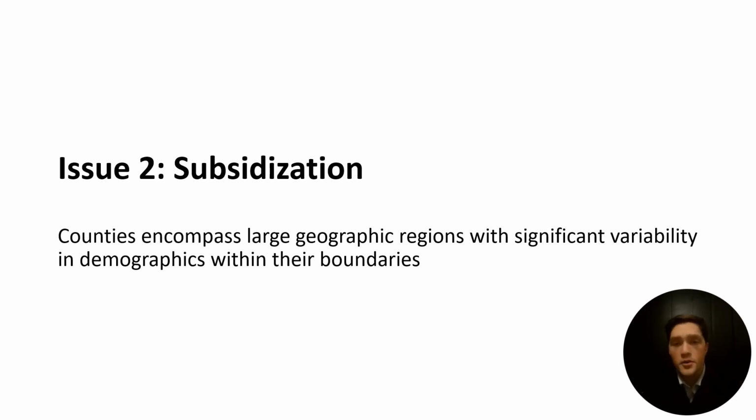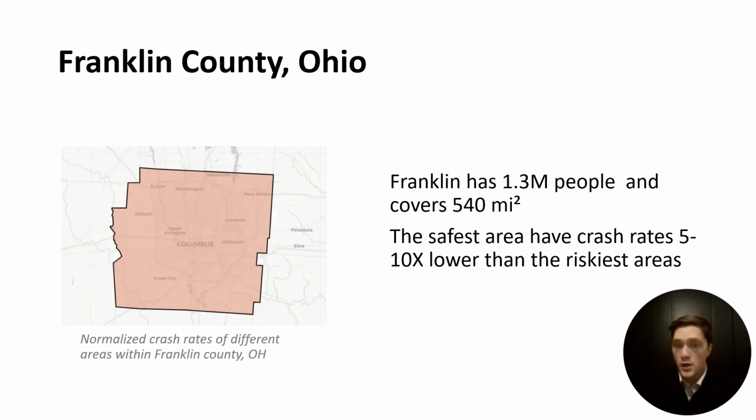Now let's move on to talk about issue two, subsidization, right? Counties encompass large geographic regions with significant variability in the demographic within those boundaries. So this is addressing the current county approach that many carriers use. Let's go back to Ohio. So Franklin County is where Columbus is, and it's a much broader area of the metropolitan area around Columbus. Okay, 1.3 million people, 540 square miles.